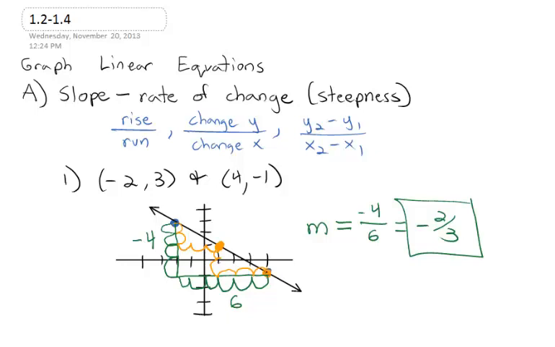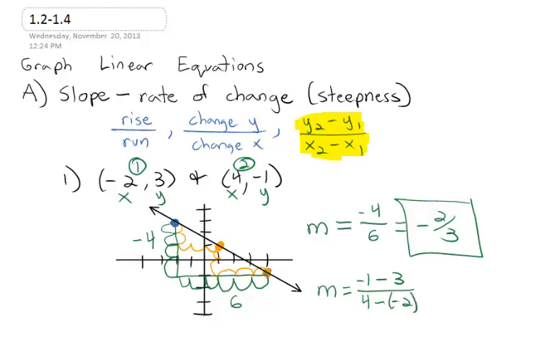So more often, we're going to instead use this slope formula, y2 minus y1 over x2 minus x1. So let's take a look at how that would work out with this example here. We could have found the slope. We've got x, y points. We'll call this first one point 1 and the second one point 2. So y2, the second y, is negative 1, minus y1, which is 3, over x2, which is 4, minus x1, which is negative 2. And then we can actually evaluate this.